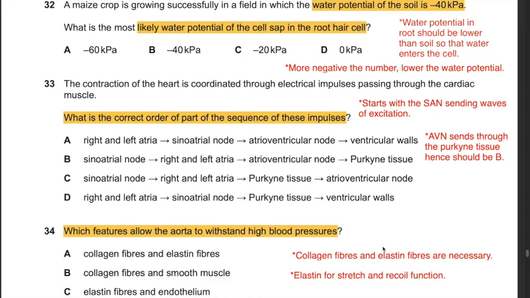because once again, the more negative the number, the lower the water potential. Therefore the best possible answer is minus 60 kilopascals, because the other answers are either equal to or less negative than minus 40 kilopascals, and that is not what we need. We need a more negative number in order for the water potential of the cell sap in the root hair cell to be lower than the water potential of the soil. And minus 60 is obviously more negative than minus 40, hence it is the most likely water potential of the cell sap in the root hair cell.